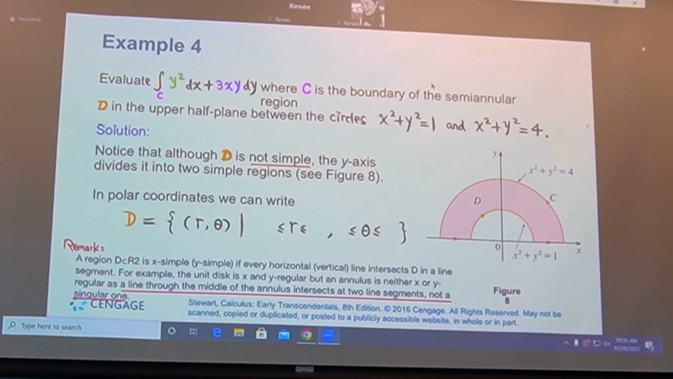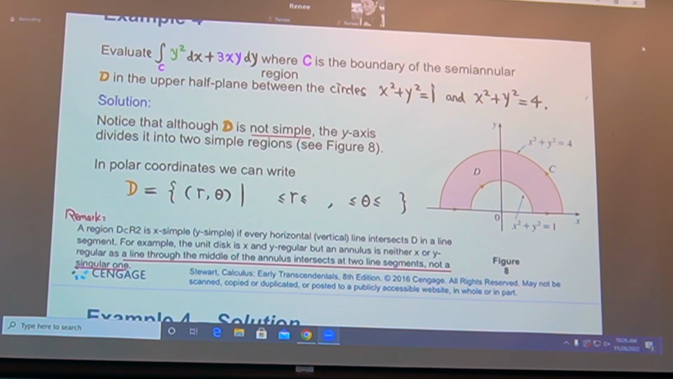Now to do that, let's express this region. Well, it looks like it's circular, right? In circular shape. So it's better to use polar coordinates. So how can I express this region using polar coordinates? R and theta. R goes from 1 to 2, and then theta goes from 0 to pi. Yes. So r from 1 to 2, theta from 0 to pi, right? Okay. So we got this region D.